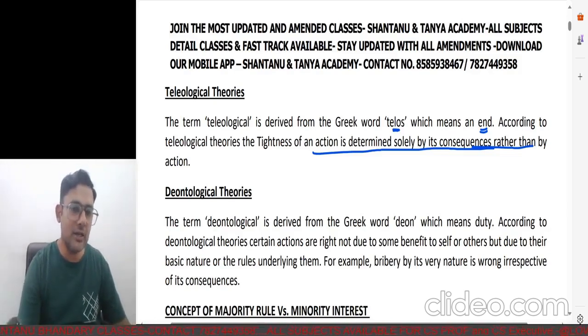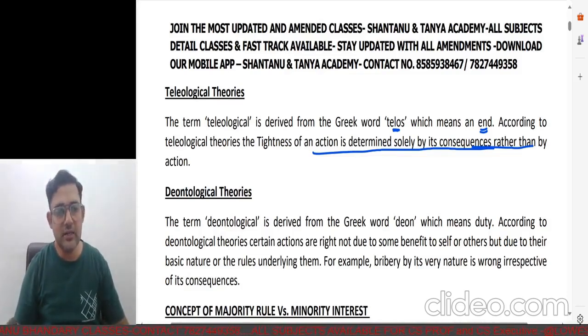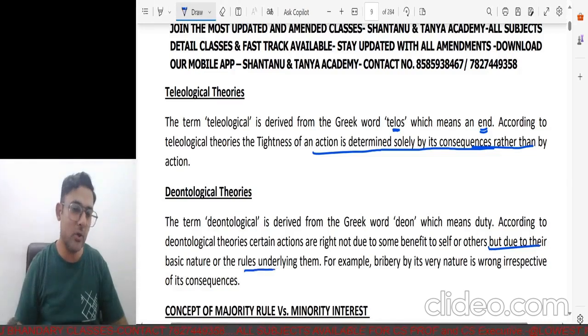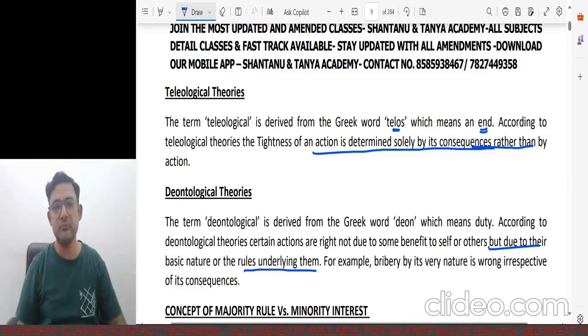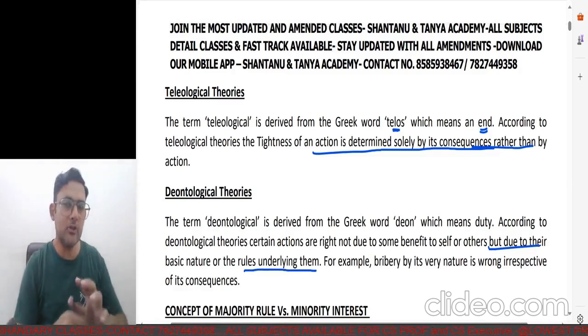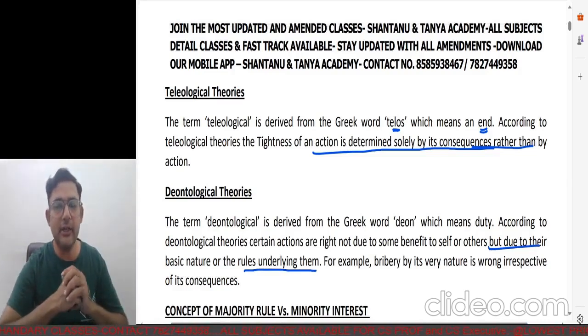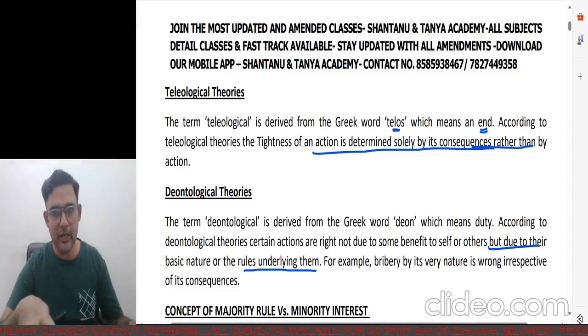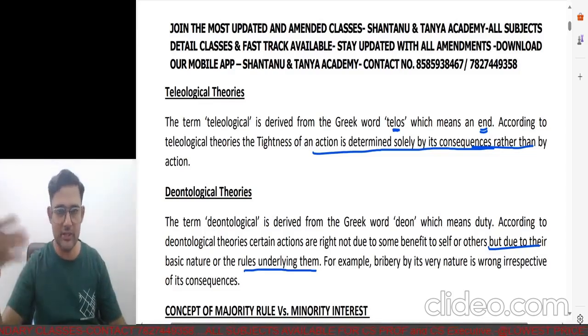Then the other is called deontological theory, which means duty. According to deontological theories, certain actions are right not due to the benefit to the self or others, but due to the basic nature of the rules underlying them. An example is also given here: somebody takes a bribe. There are two persons, A and B. A is giving a bribe to B.